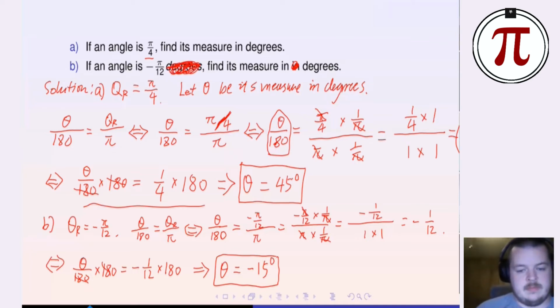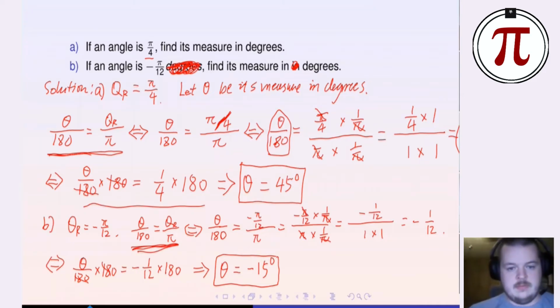All right, so this is how we do it. Basically, the key point is to set up this equation using the theorem, as this equation is always true: theta over 180 equals theta sub r over pi. Then you do algebraic operations and try to express theta in terms of these. You divide by pi on top and bottom, and then multiply by 180 on both sides, and then you can get this value.